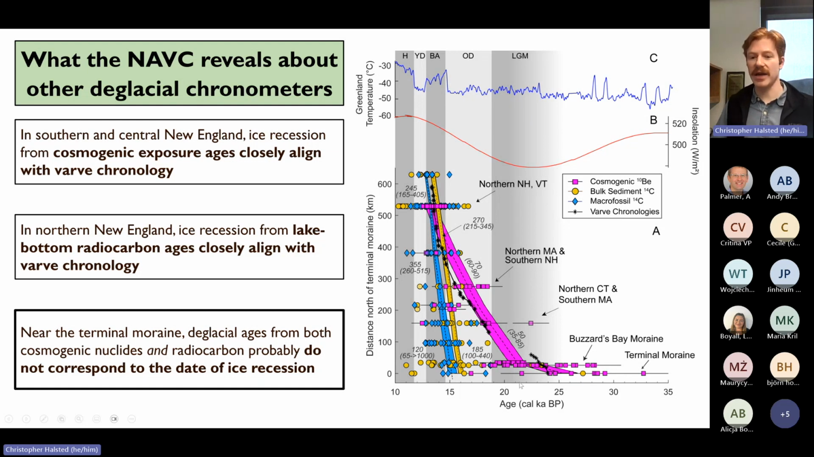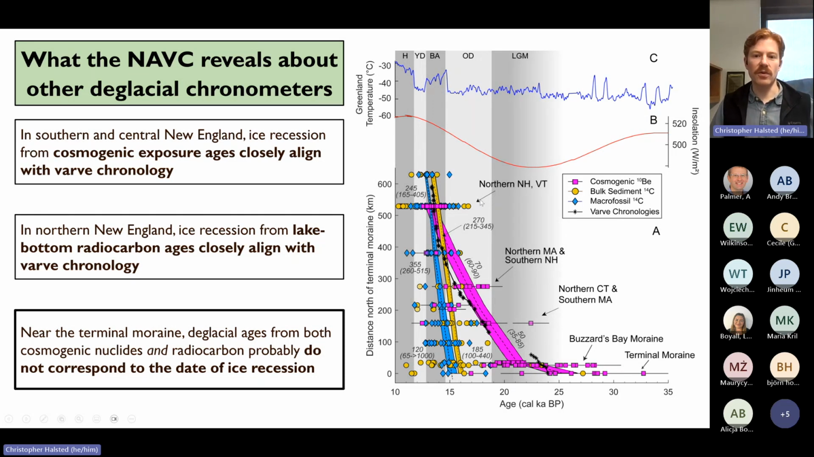We were not able to narrow down our timing of initial deglaciation to less than a 4,000-year window between 20 and 24,000 years ago. That's when we think deglaciation first occurred. But then as we start to get further north, we think that glacial erosion deepened and therefore cosmogenic ages became more accurate and closely aligned with the Varve chronology.